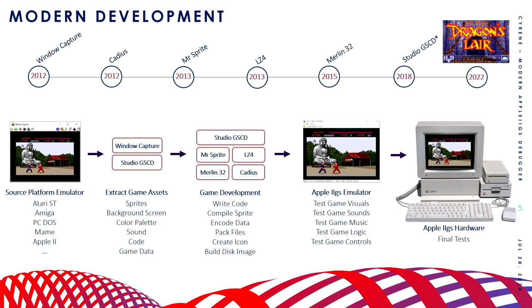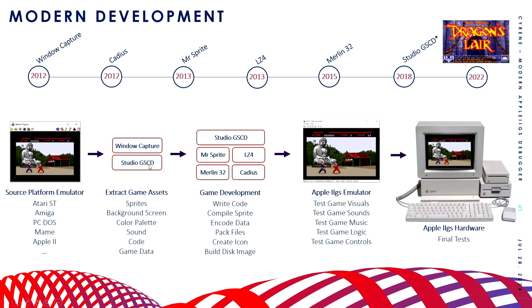The new way of creating software for the Apple IIgs usually starts, of course, with the emulator running the software on the source platform. Could be an Atari ST emulator, Amiga emulator, DOS emulator, anything. So basically, we first set up the emulator, find the disk image, and run it. From the source emulator platform, we usually have a setting to dump the memory content as a memory snapshot. And also, we record the screen using Window Capture.